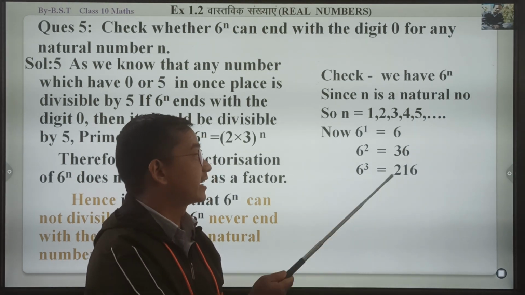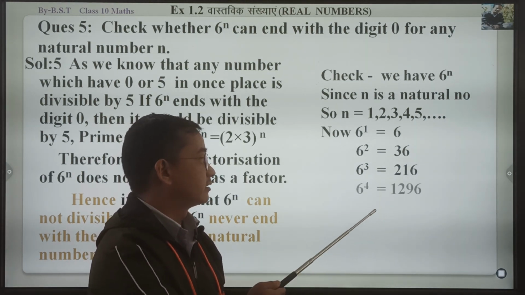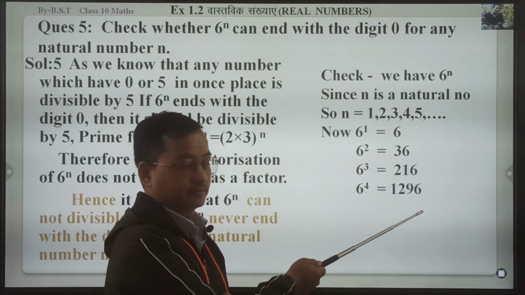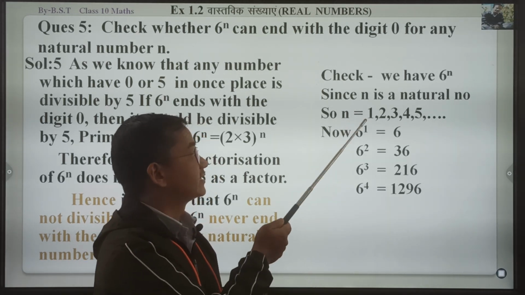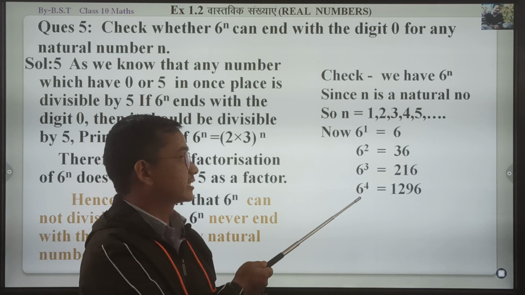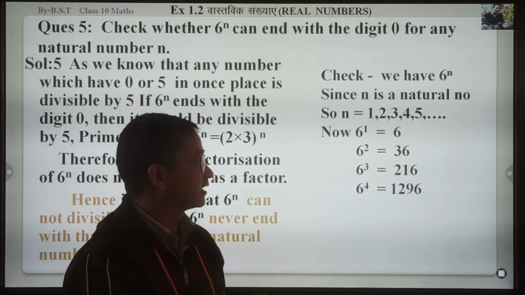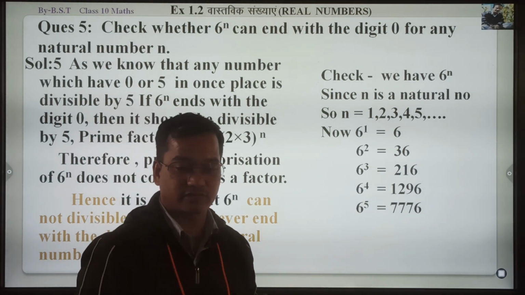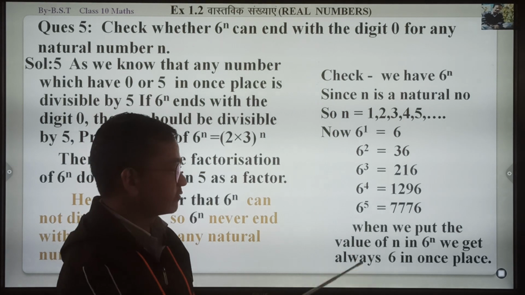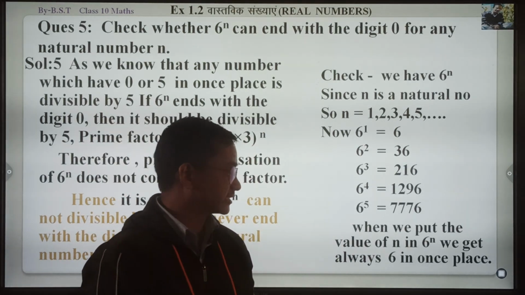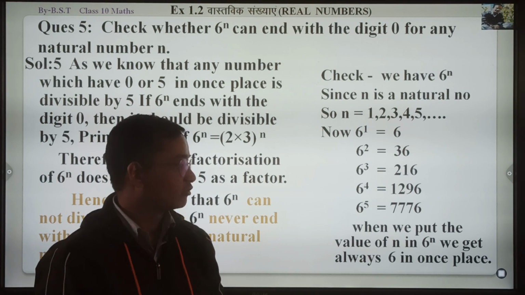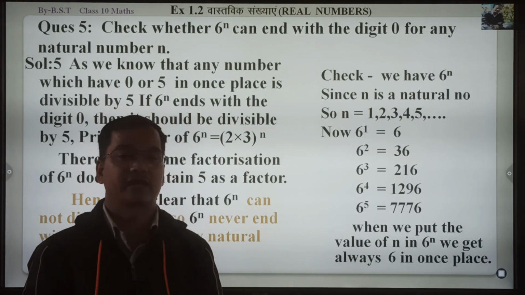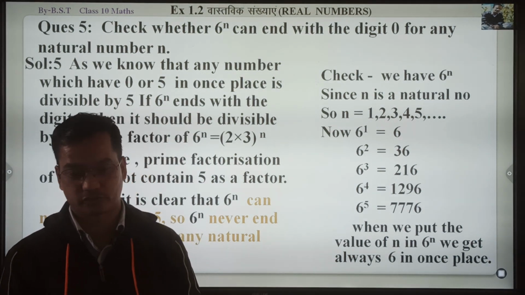When you multiply again for 6 की power 4, 6 into 6 into 6 into 6, again finally we get 6 in the ones place every time. So by this you can say 6 की power n for natural number n cannot end with 0. When you get 6 की power 5, again we get 6 in the ones place. So students, when you put the value of n in 6 की power n, we always get 6 in the ones place. So you can say that for any natural number n, 6 की power n can never end with digit 0. Okay.